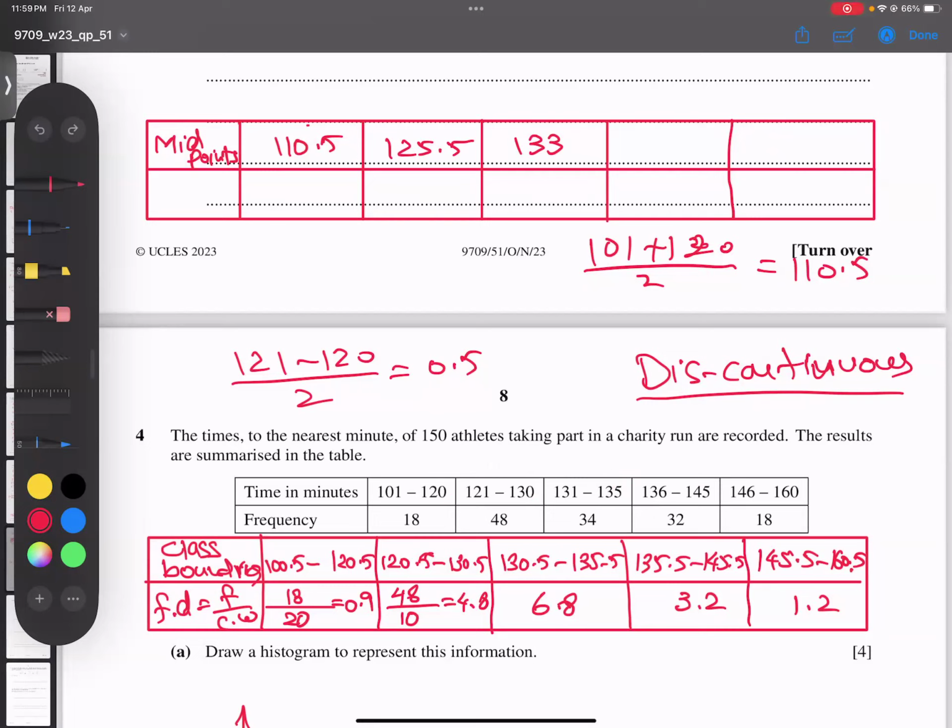Wait a minute, let me check again. Yeah, I'm getting 140.5. The last one: add them, divided by 2. Oh, sorry, here 146 plus 160 divided by 2, I get 153.